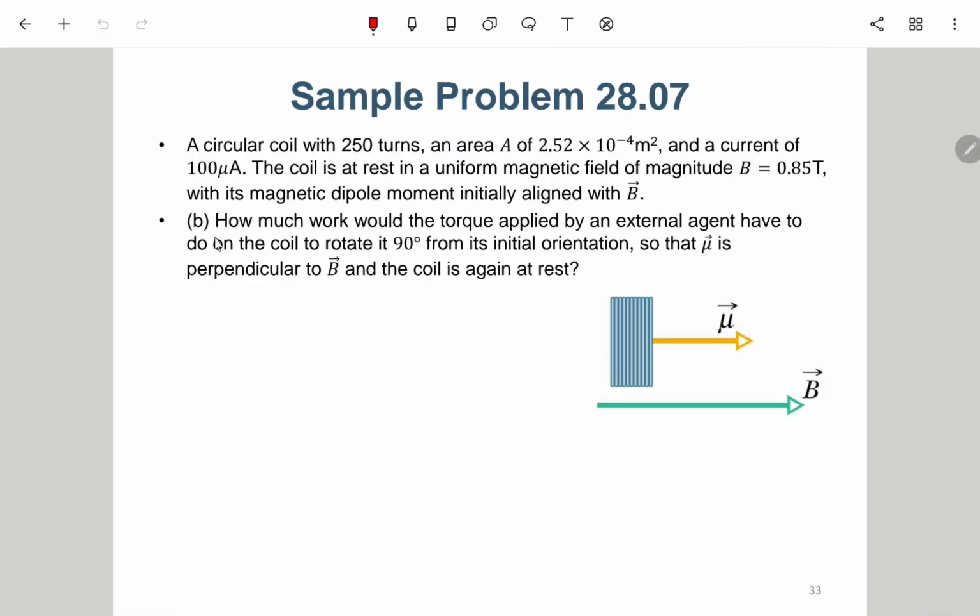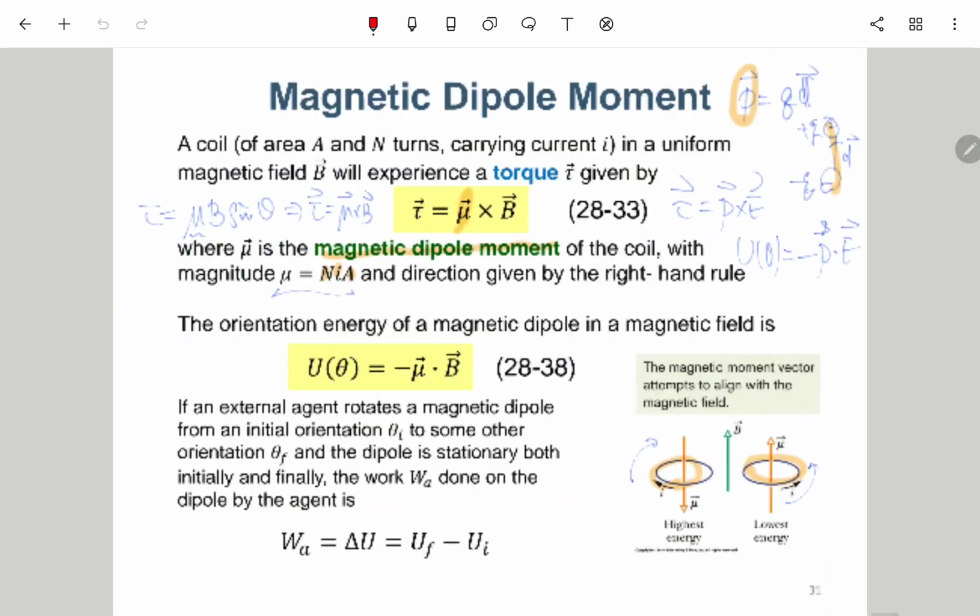For question B, how much work would the torque applied by an external agent have to do on the coil to rotate it 90 degrees from its initial orientation, so that mu is perpendicular to B and the coil is again at rest? At this stage, the potential energy is minimized.